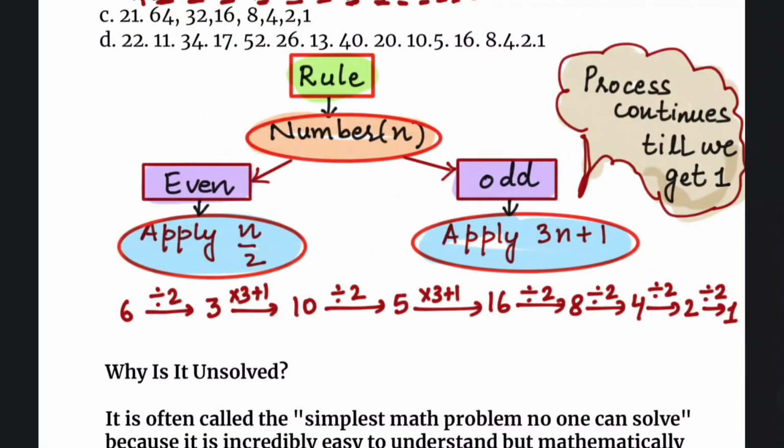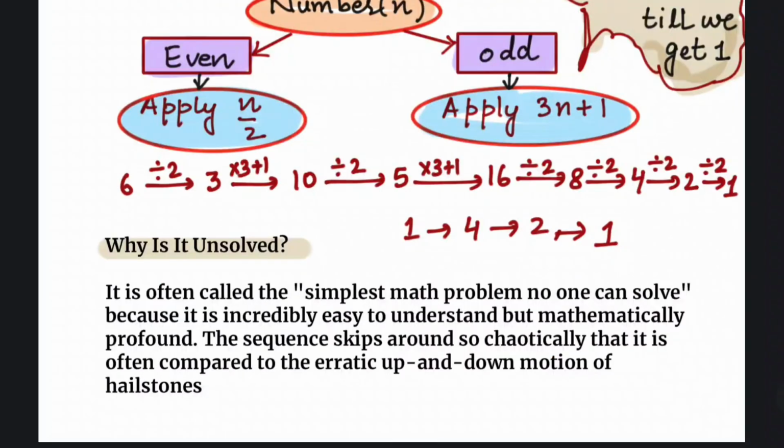So this is applicable for each and every number. So we cannot escape from this loop. Already we have one loop of 1, 4, 2, 1. So you can see we are getting into a loop. Now, why is it unsolved? It is often called the simplest math problem no one can solve because it is incredibly easy to understand but mathematically profound. The sequence skips around so chaotically that it is often compared to the erratic up and down motion of hailstones. This is how it is unsolved, because we are getting into a loop and we cannot find any escape out of it.